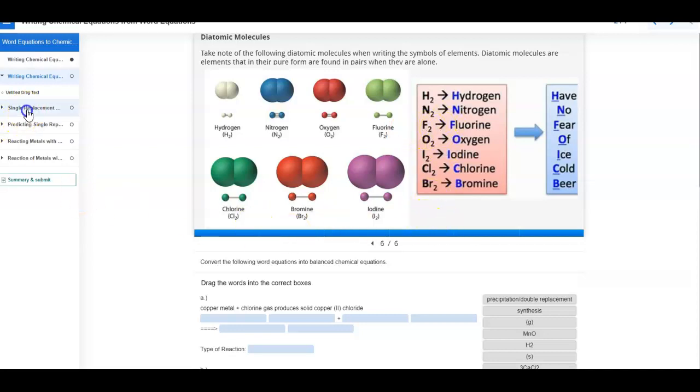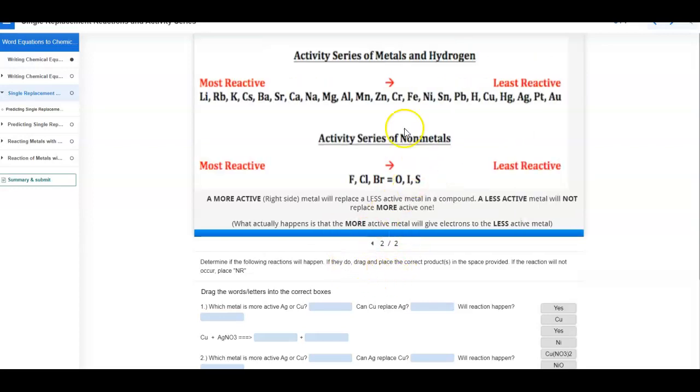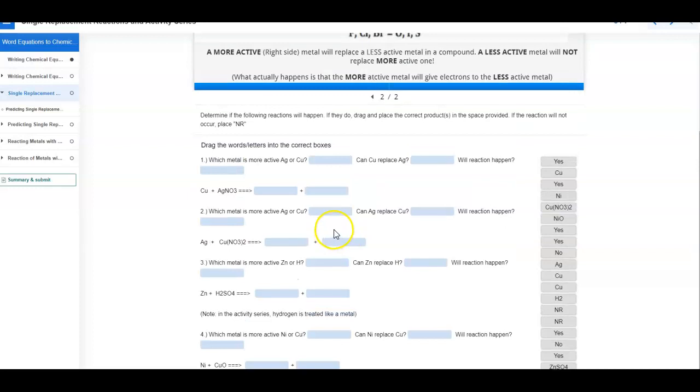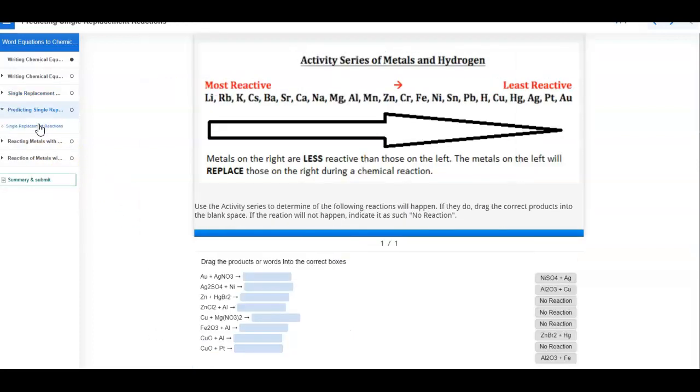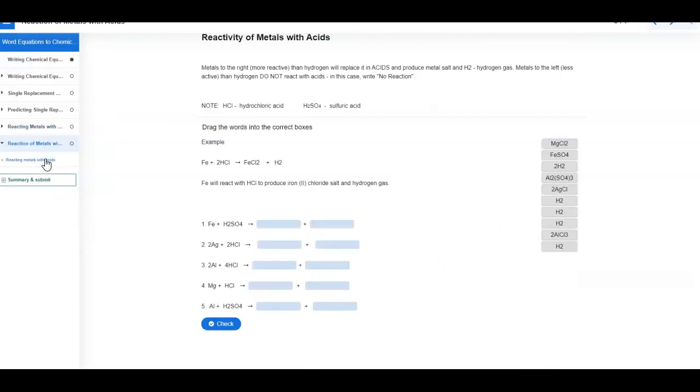And then we talked about single replacement before, so this simply goes over very brief information about single replacement. And also you have your activity series, so you're going to use this activity series to complete this based on what you already know how to do before. And then the next one is predicting using the same activity series for metals as well as for non-metals.